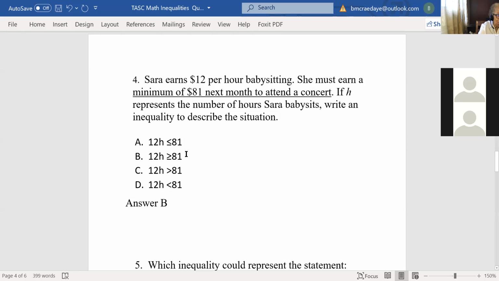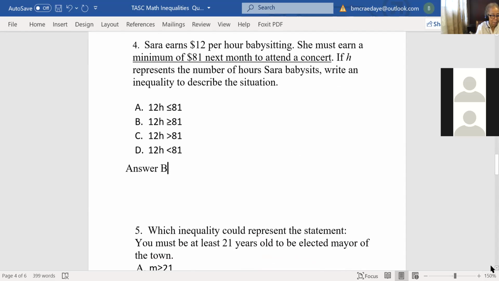Okay. So it says minimum of 81. That means it could be an equal, right? When you say minimum of 81, greater than 81 means she's got to have $82 or more dollars. But it says minimum. That means she can earn 81 or more than 81. That's why you have a greater than or equal. Very good. You okay with that, Maureen? Yeah. Okay. All right, Maureen.